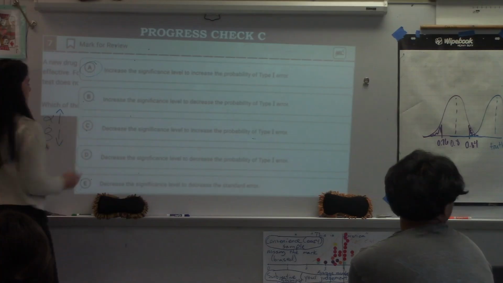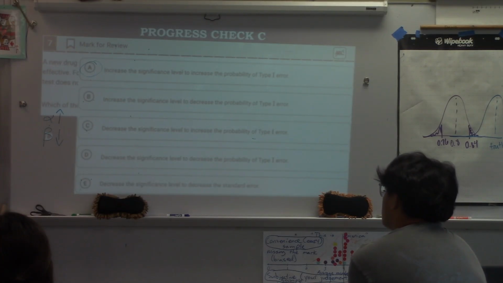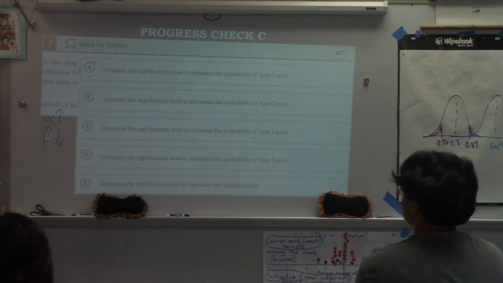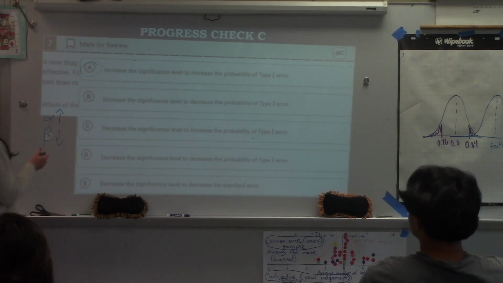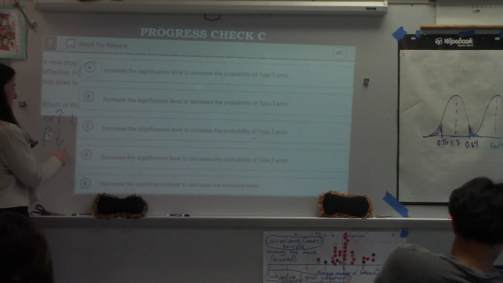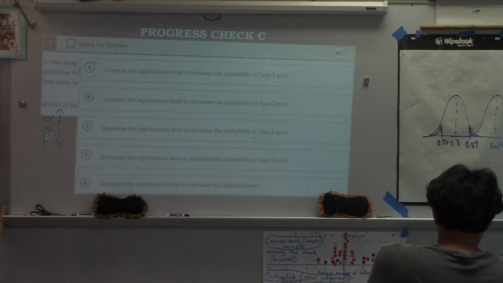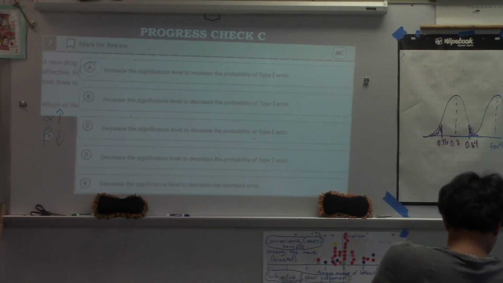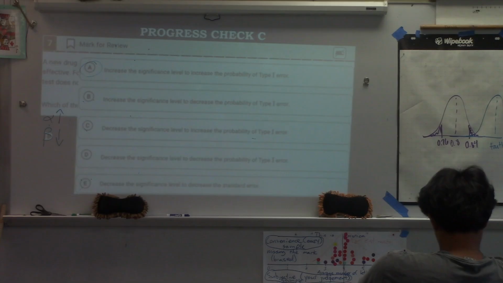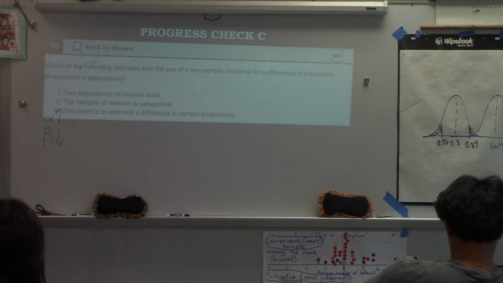Cool. The most common response, is that what that is? Distractors. People said D a lot. I think D is what got everyone on this one. Decrease. Yeah, if you decrease alpha, that does decrease the probability of a type 1 error, but we want to decrease the probability of a type 2 error. So we actually needed to increase the probability of type 1 error. They're inverses.